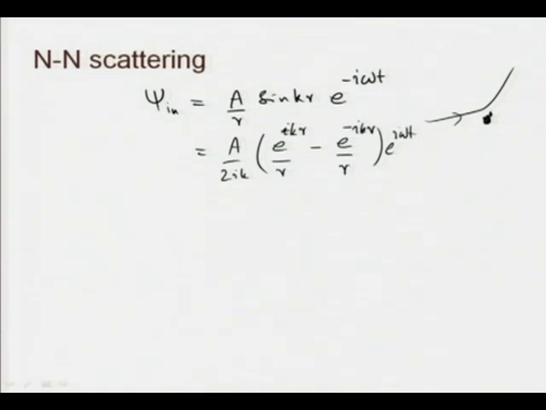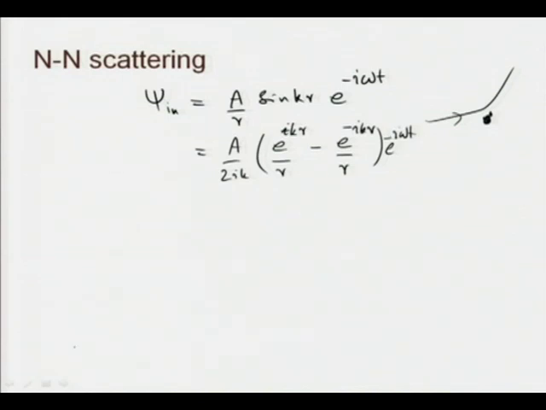We had a u with A sin kr, and in the spherical part of the wave function we have u by r, which is A by r sin kr e to the power minus i omega t. And then that can be rewritten in terms of exponentials as A over 2ik, e to the power ikr over r minus e to the power minus ikr over r.